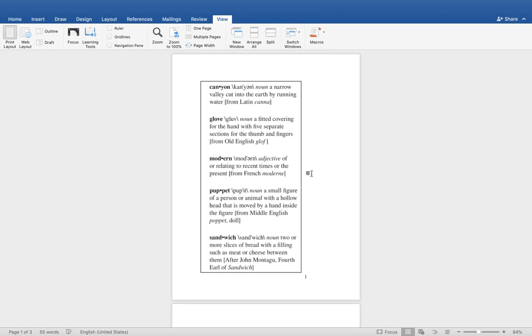Now the last one is sandwich. Sandwich is a noun. It's 2 or more slices of bread with a filling, such as meat or cheese, between them. After John Montagu, 4th Earl of Sandwich. Interesting. So a sandwich was named after an earl. What you're going to be asked to do is use these definitions to answer some questions.